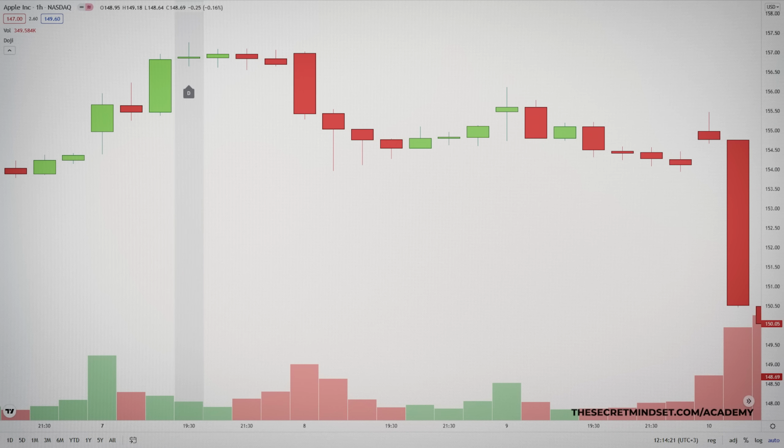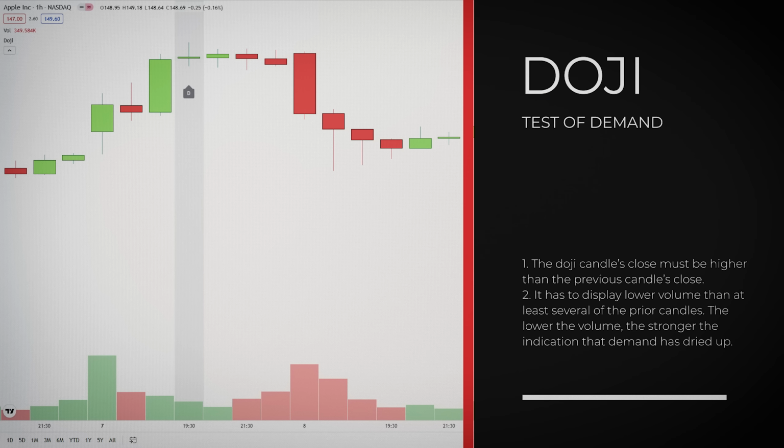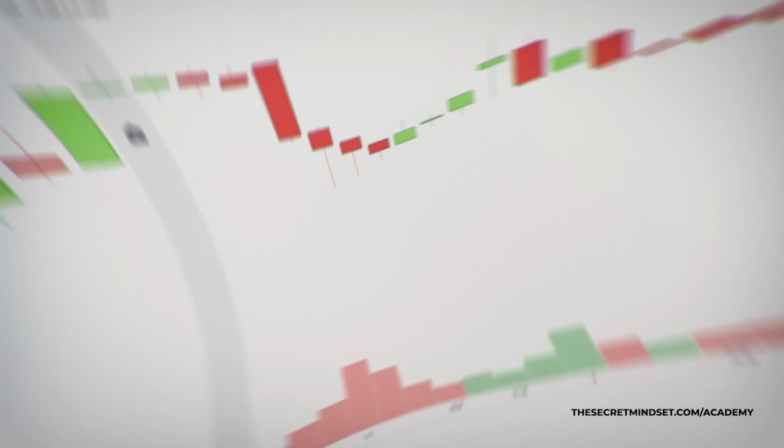The Doji demand drying up must exhibit the following parameters to be valid. This candle's close must be higher than the previous candle's close, and it has to display lower volume than at least several of the prior candles. The lower the volume, the stronger the indication that the demand has dried up.